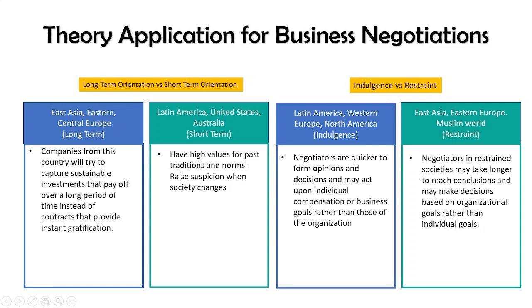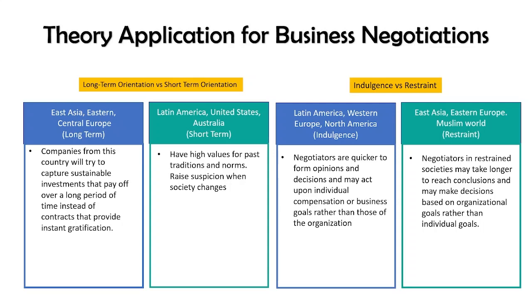Long term orientation versus short term orientation: we can see long term orientation in countries from East Asia and Eastern and Central Europe. The companies coming from these countries try to capture sustainable investment that pays off over a long period of time instead of contracts that provide instant gratification. While companies from short term orientation cultures, coming from Latin America, the United States or Australia for example, have a high value for past tradition and norms.